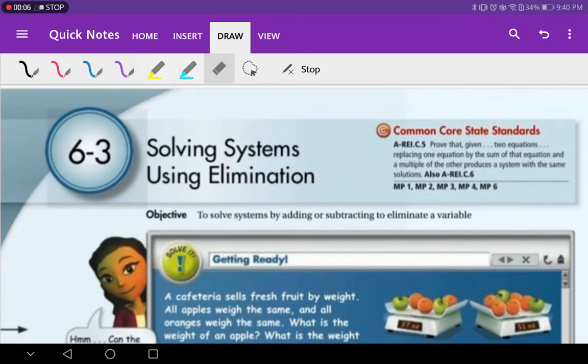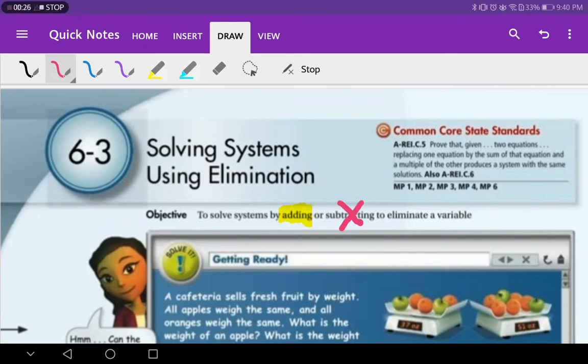Our lesson today is solving systems using elimination, and our objective is to solve systems by adding or subtracting to eliminate a variable, adding or subtracting.